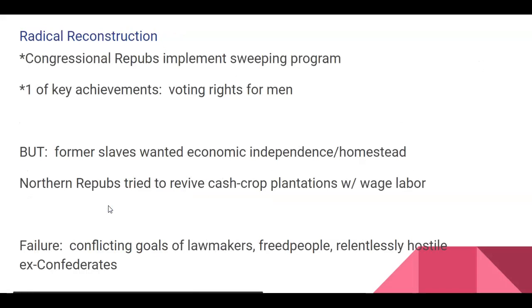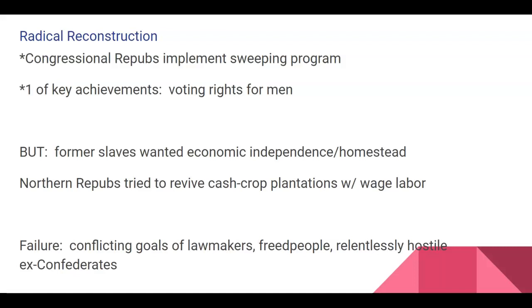Next, you have Radical Reconstruction. The Congressional Republicans wanted to implement this entire program, and they got sick of Johnson obstructing all of their efforts to move forward with Reconstruction. One of the big achievements of the time was voting rights for men, which was a big deal. But the problem is that the congressional ideas about what the blacks were supposed to be doing in the South was not what they actually wanted to be doing.